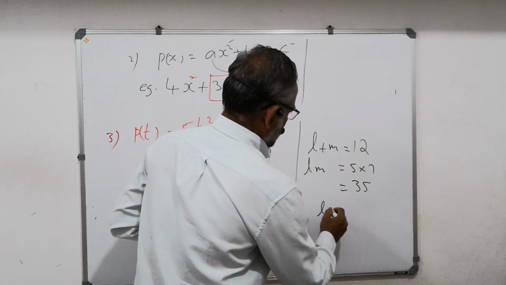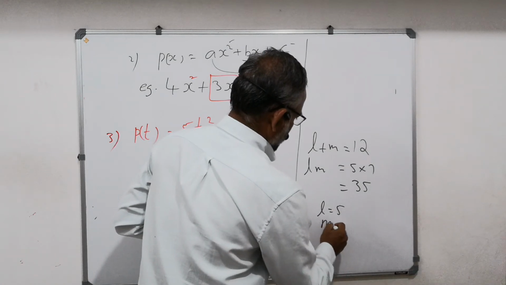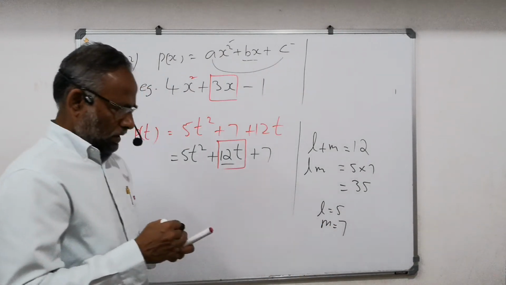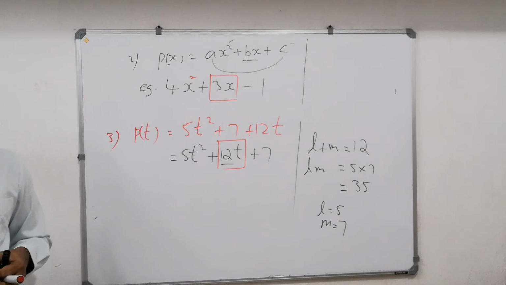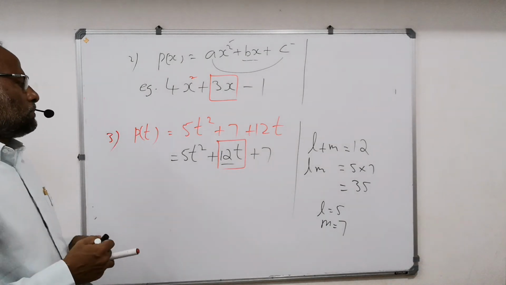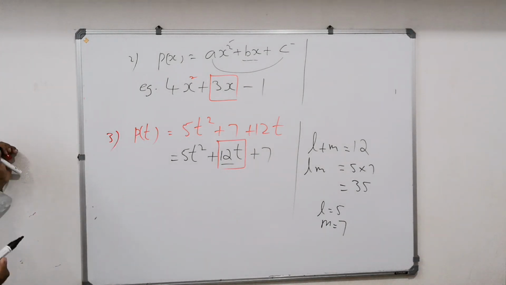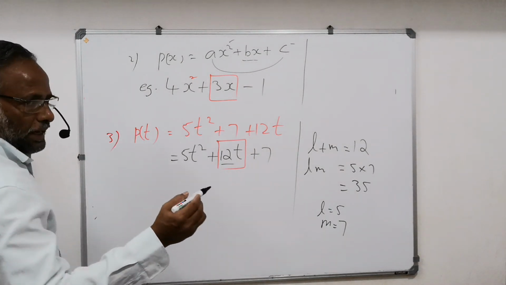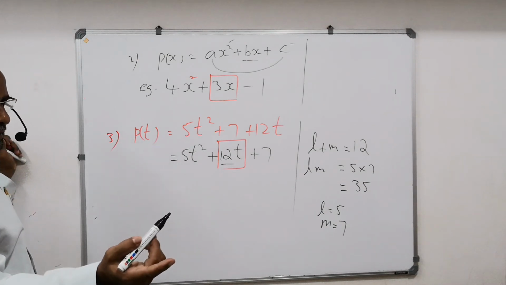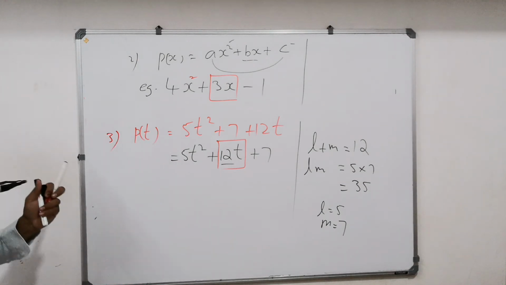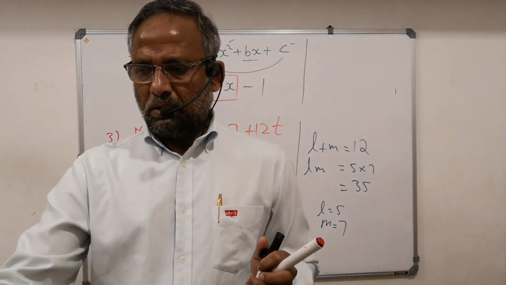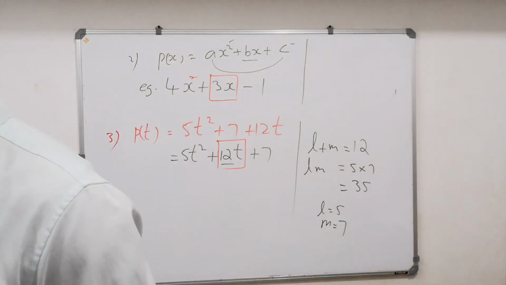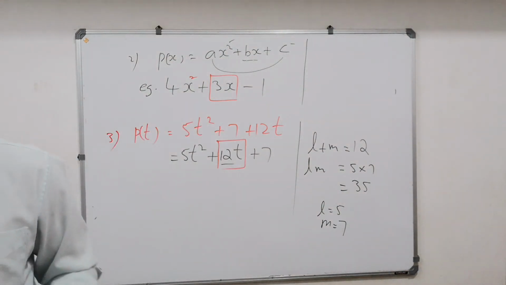L is equal to 5 and m is equal to 7. 5 7s are 35. 5 plus 7 is 12. So it is easy. We only split the middle term as before. You can do that. Please, all of you, do it and show me this one.